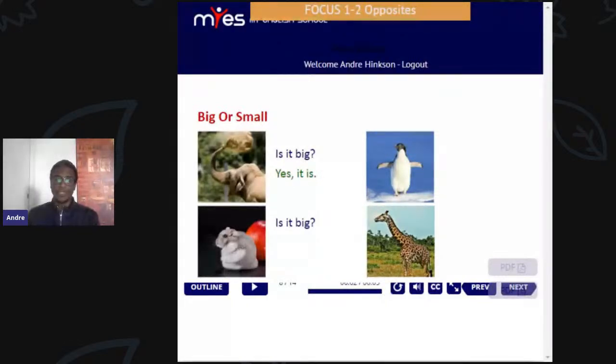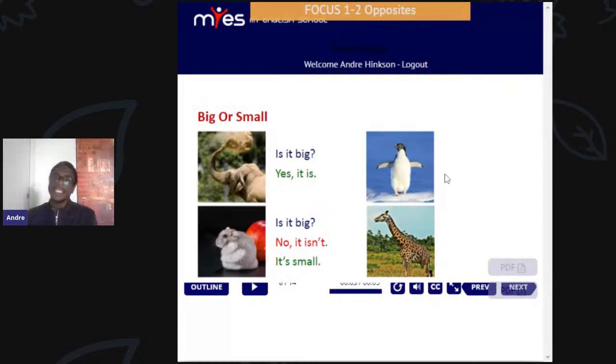Hmm. What would be the answer? Positive or negative? So the answer is no, it isn't. It's a negative answer because it isn't big. So then we give the positive answer. So what would be the positive answer here? The question: is it big? Answer: no, it isn't. Then the positive, it's small. So it isn't, it's small. That is the positive.